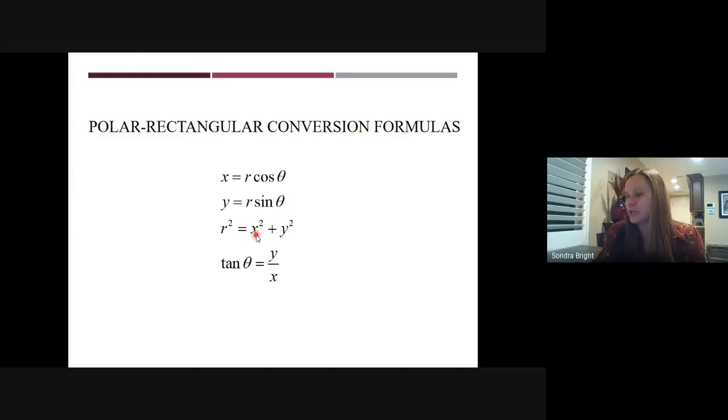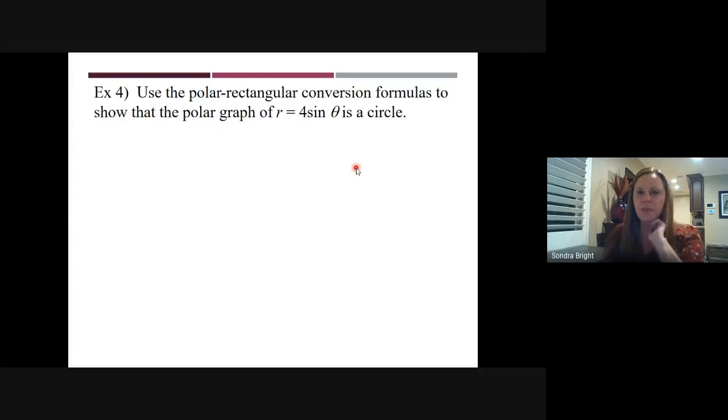All right, so we're going to use these conversions to convert a polar equation into a rectangular equation. All right, so we're going to use the polar rectangular conversion formulas to show that this polar graph, r equals 4 sine of theta, ooh, that's the one we just graphed, is a circle.